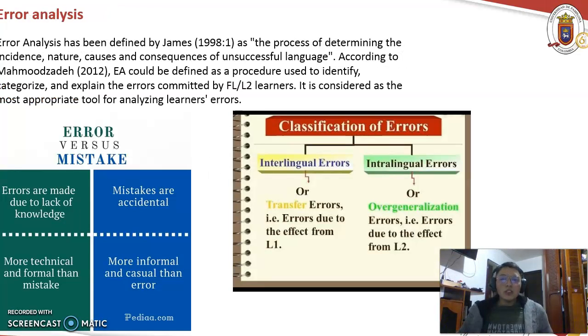Now we continue with error analysis. Error analysis is the process of determining the incidence, nature, causes, or consequences of unsuccessful language. We need to take into account that error and mistake are two separate things, but they are common in error analysis. How? Well, error is more technical. It is more due to lack of knowledge, and mistake is due to external or internal causes.